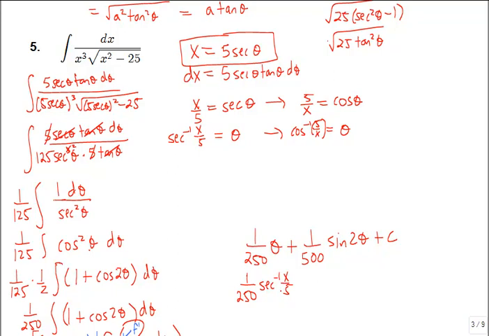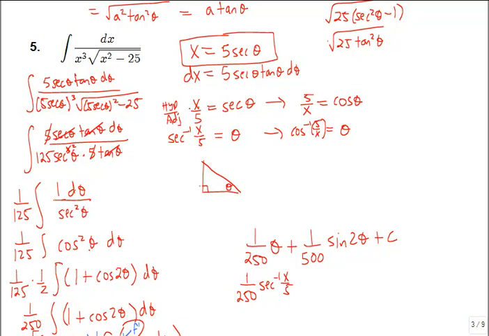Okay? All right, now we need to know what sine of 2 theta is, which means I'm going to need to know something about my right triangle. So let's draw our triangle first. I'm going to put my theta down in the corner. And remember that secant is the reciprocal of cosine. So if cosine is adjacent over hypotenuse, then secant is hypotenuse over adjacent.